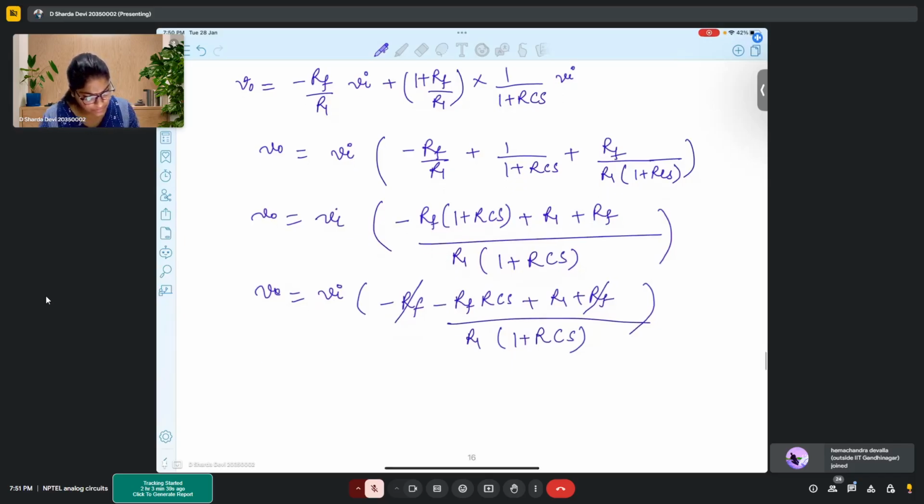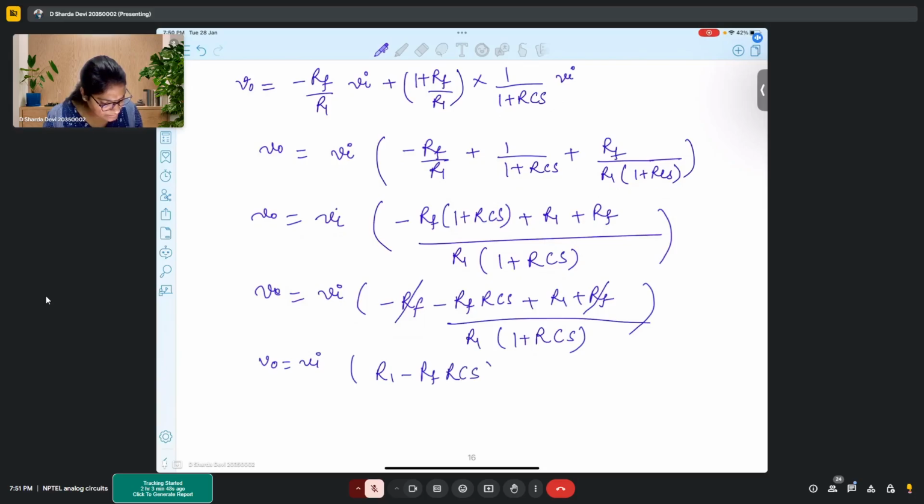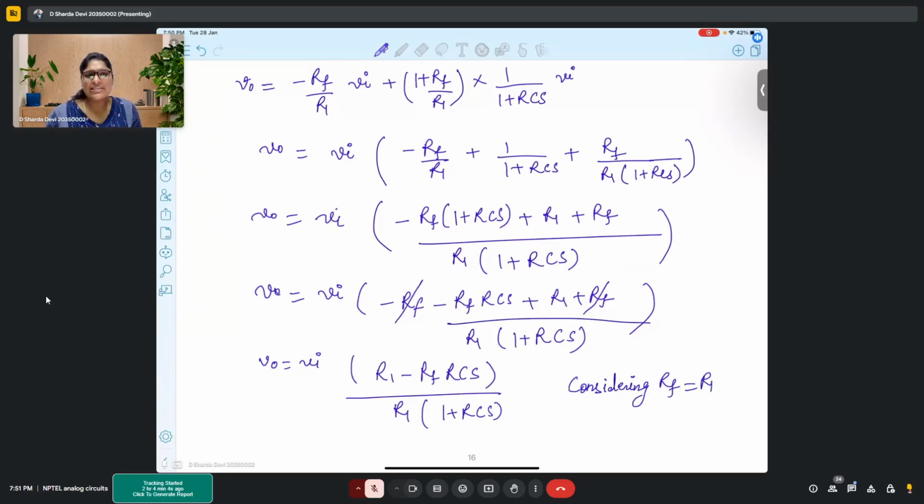Okay. So anyways, V out is Vi (R1 minus RF RCS) upon R1 (1 plus RCS). So considering RF equal to R1, just for simplification, why?